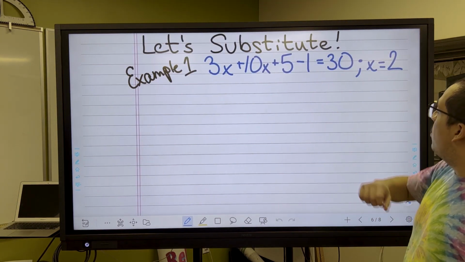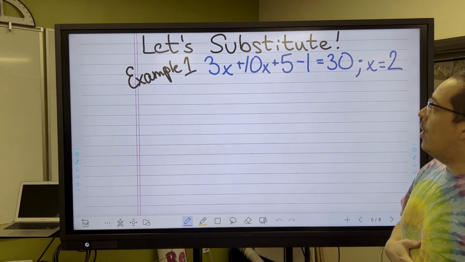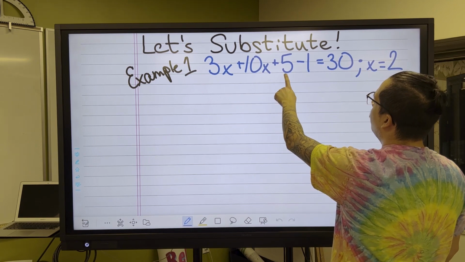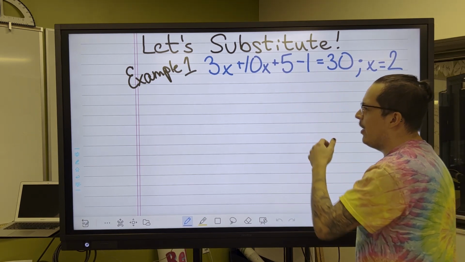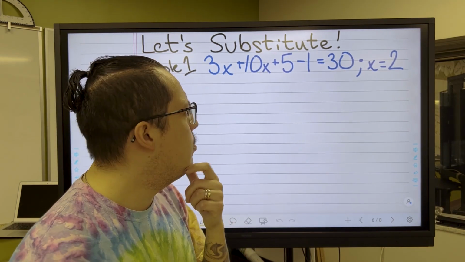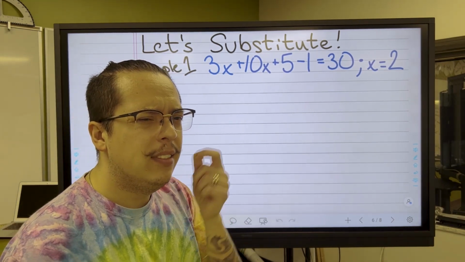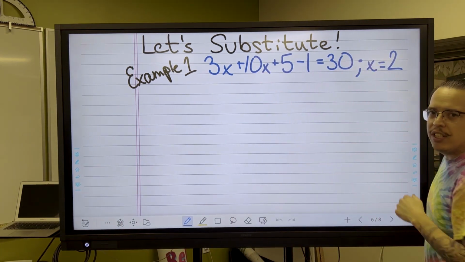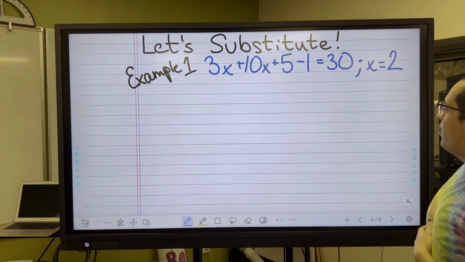And we'll start substituting in example 1 with this equation. 3x plus 10x plus 5 minus 1 equals 30. That equation should seem familiar, right? Where did you see that equation before? See if you can recall that. We also have some extra information here. We know that x equals 2.